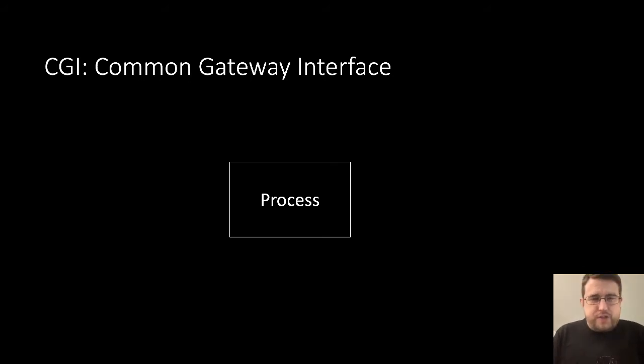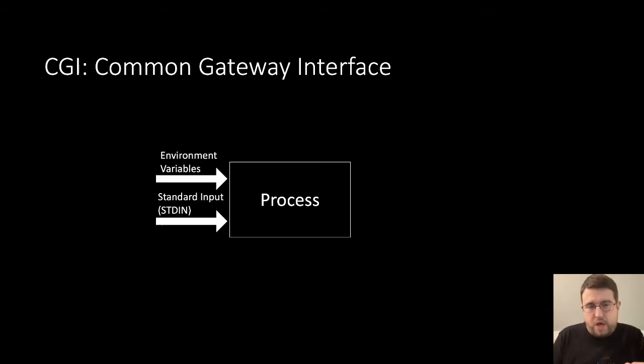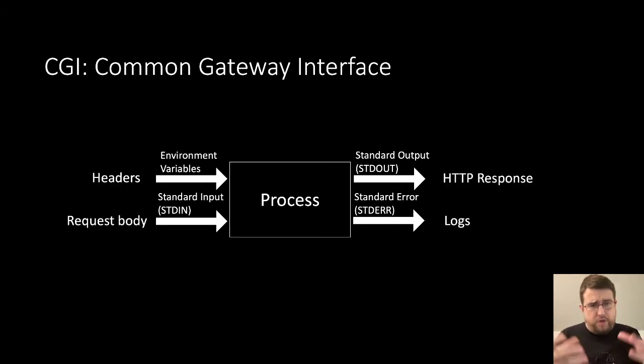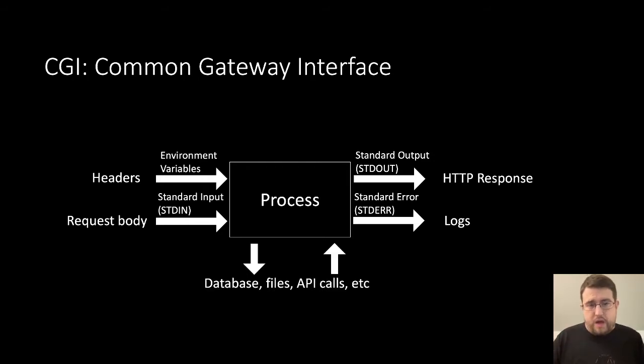Okay, so there's a very simple way to host very simple applications called CGI, which stands for Common Gateway Interface. You create a process, the web server can talk to this process, and the process can manage the stuff for the request. It gets some inputs via environment variables and standard in, it gets the request. Via standard out and standard error, it processes the request and gives a response and can put some things in the logs. These end up being the headers, the request body, the HTTP response, the log messages. It can also talk to databases, files, whatever it wants in the meantime.